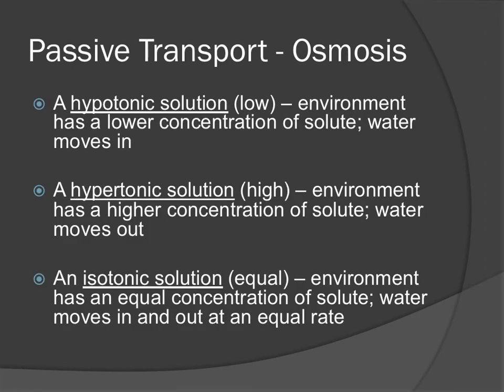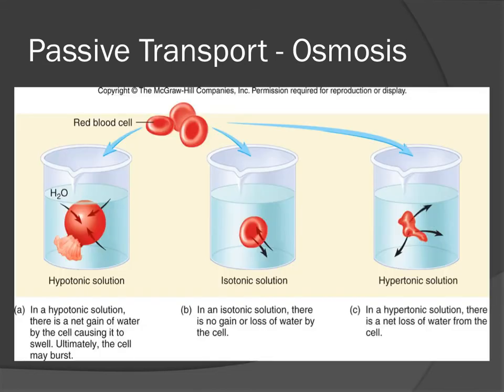Now we have hypotonic solution, and we're still talking about passive transport osmosis here. In a hypotonic solution, the environment has a lower concentration of solute, so the water is going to move into the cell. Then we have hypertonic solution. The environment has a higher concentration of solute, so the water is going to move out of the cell. And then we have an isotonic solution where there is an equal concentration of solute in the environment, so water is going to move in and out at equal rates.